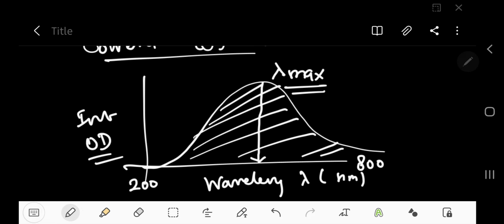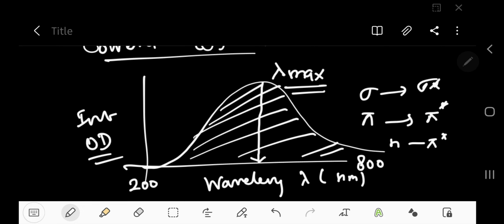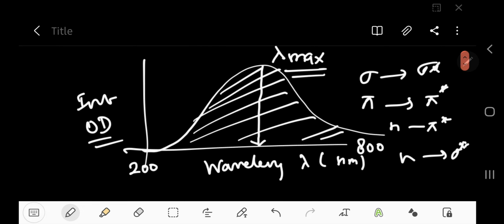This is due to sigma to sigma star transition, pi to pi star transition, n to pi star transition, or n to sigma star transition. It depends on what kind of chromophore the molecule contains. According to Beer-Lambert's law, the concentration of the medium will influence the absorption. When the concentration of the medium increases, the absorption increases.